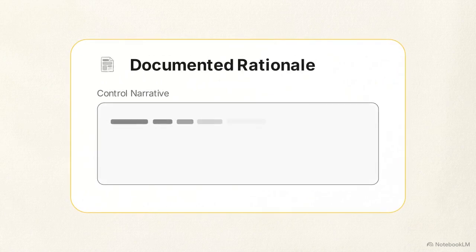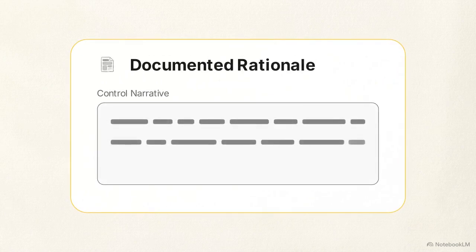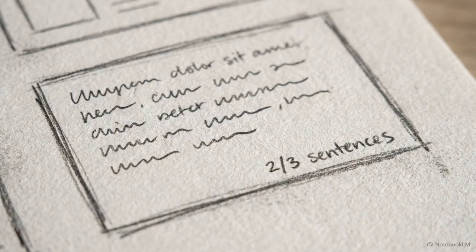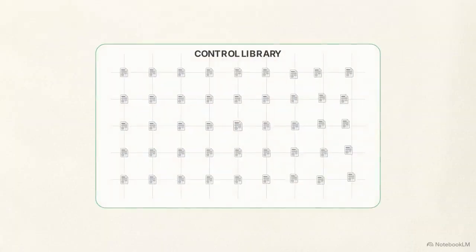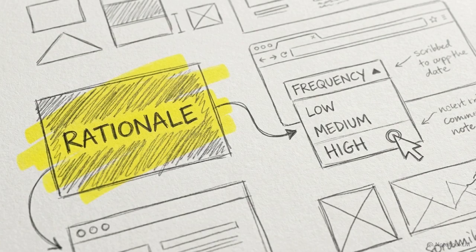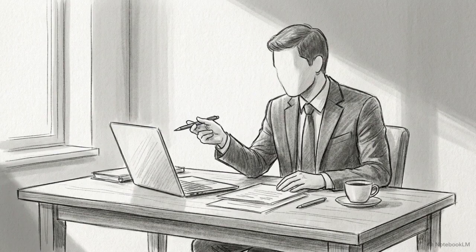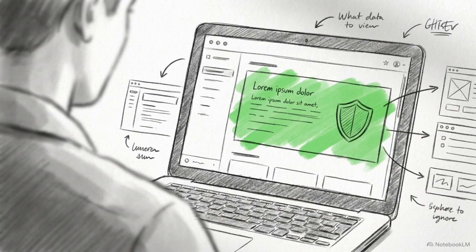For example, continuous monitoring was selected over manual periodic reviews because our engineering team executes dynamic cloud deployments 10 times a day. Keep this rationale brief, under 3 sentences. This ensures the process remains scalable across your entire control library. This documented note provides clear decision traceability. When an auditor challenges why the control functions the way it does, the logic is already documented on the screen.